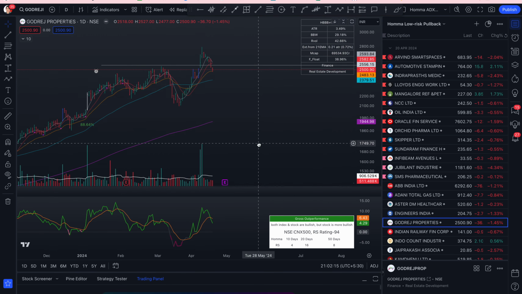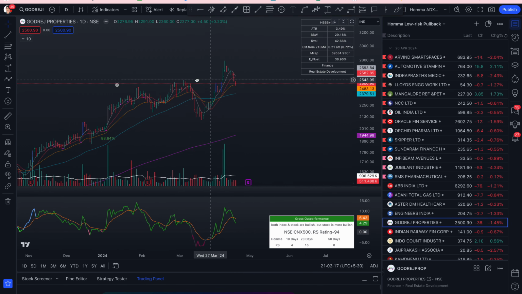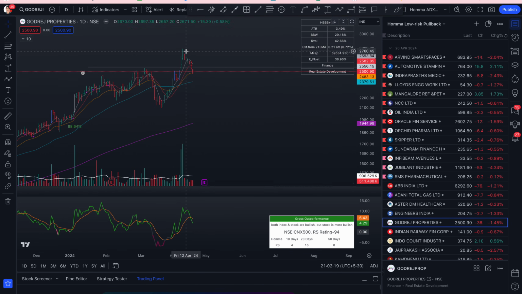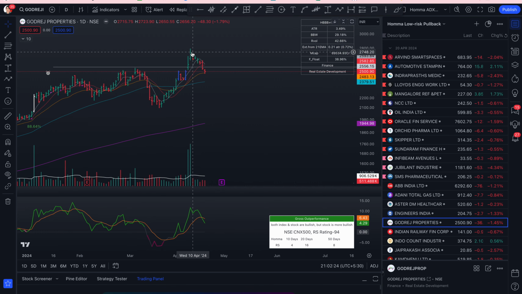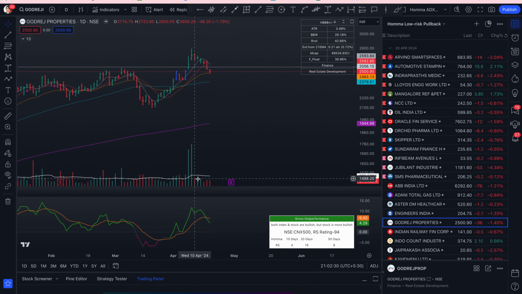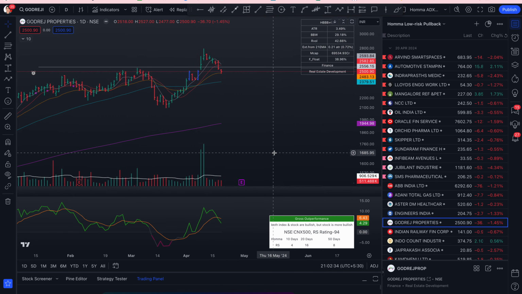Great point. Godrej Industries is also pulling back to the 21 EMA, and always look at the pullback quality. How volatile is the price in the pullback? Not at all. How are the pullback volumes? Not at all, very low, all those, right?